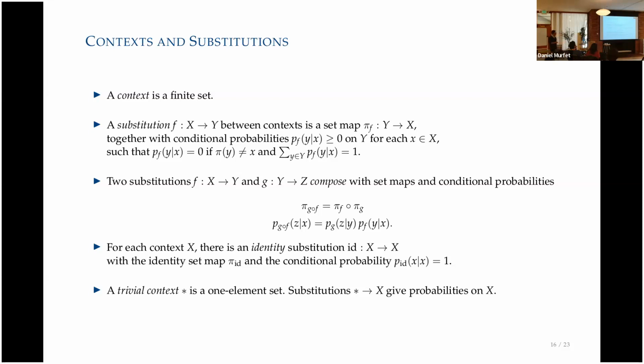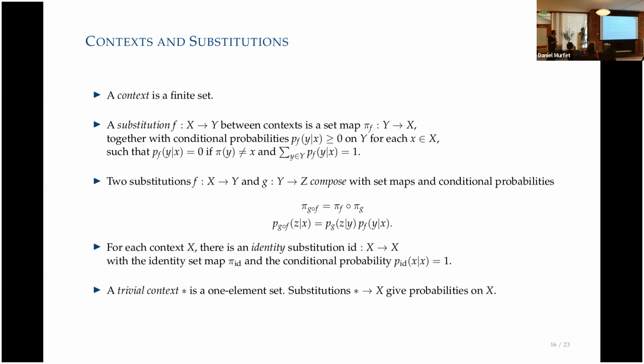Two substitutions compose if I compose the underlying set maps and I multiply the underlying conditionals. So far so good. If you're confused by this, just think about statistics where X and Y are random variables, and the maps are conditional probabilities between random variables. Then for each context, there's an identity substitution where the conditional is equal to 1. So with these things, I have a category. A category is like a group or a ring. It's just an algebraic way of organizing information.